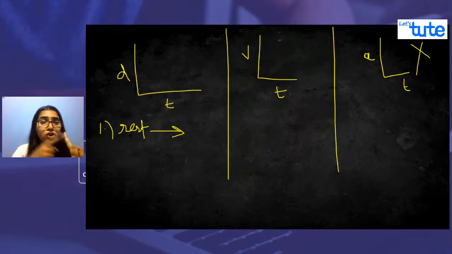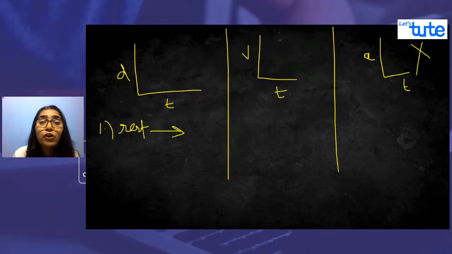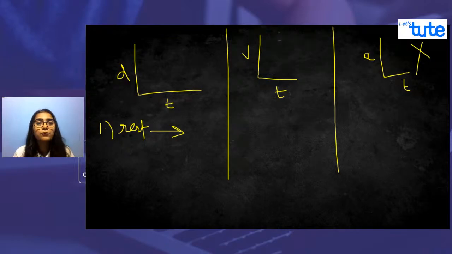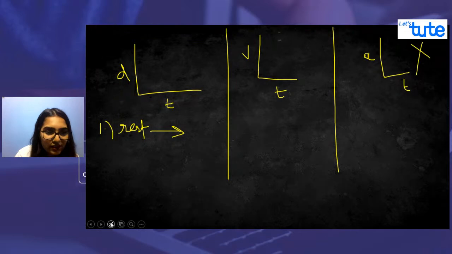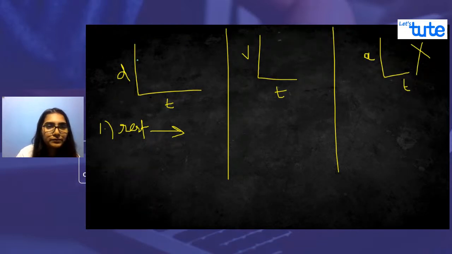Remember, the body is not changing its position. The body is not changing its distance from the origin. If it is at rest, how will that graph look like? The distance time graph for a body at rest. If you all want, you can tell me in the chat section. By that time, I'll just tell you how it looks like. I'm going to use a different color pen. Let's use a blue color pen.